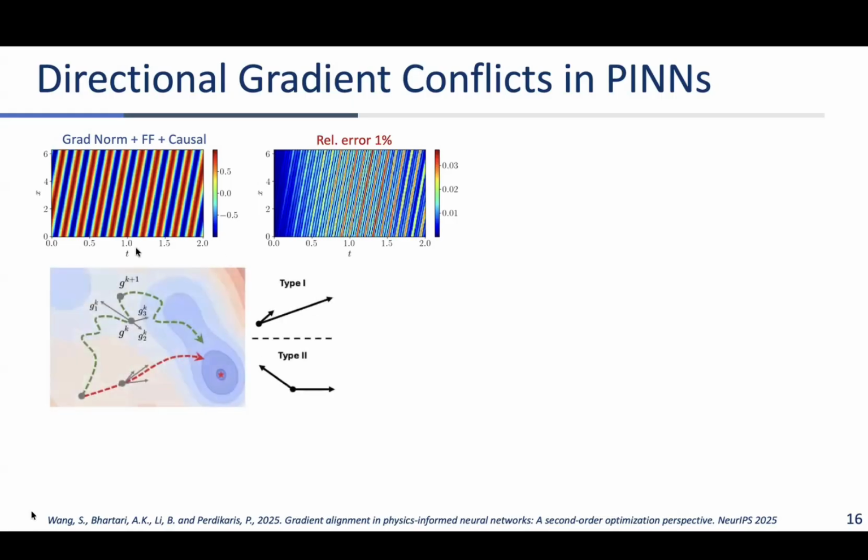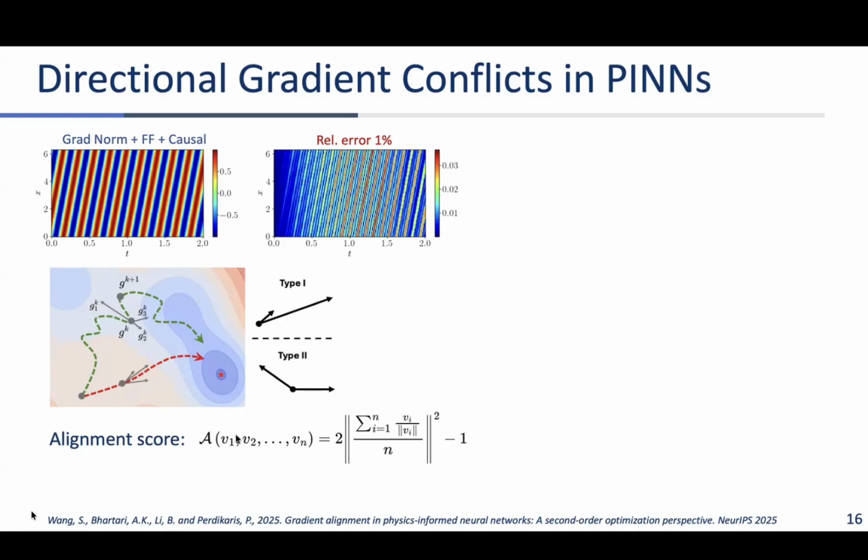As you can see in this figure, where I summarize two types of gradient conflicts, type 1 refers to gradients in different magnitudes, and we have discussed that in the very early slides. But there is a more subtle gradient conflict, type 2, which refers to directional gradient conflicts. But how do we measure that in PINN training? Well, we propose something called the alignment score to measure the conflicts of n vectors.